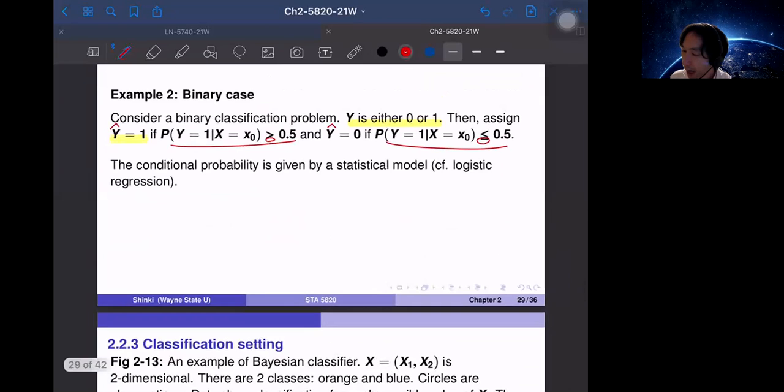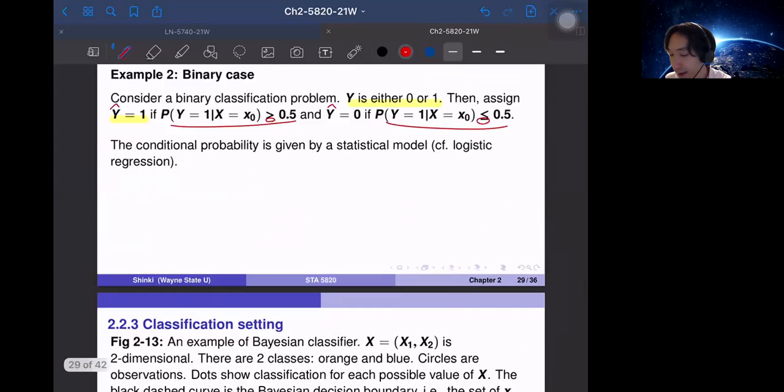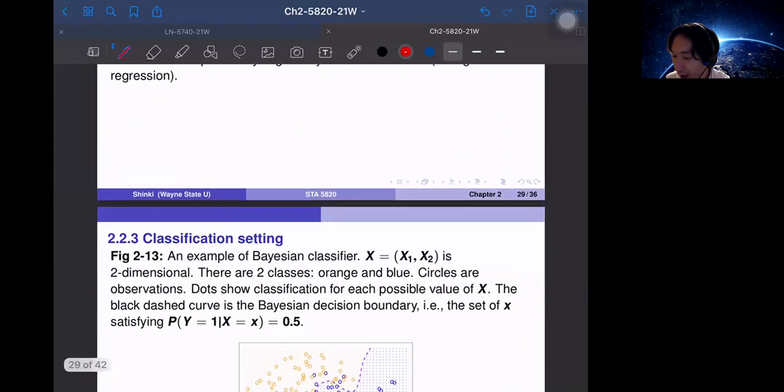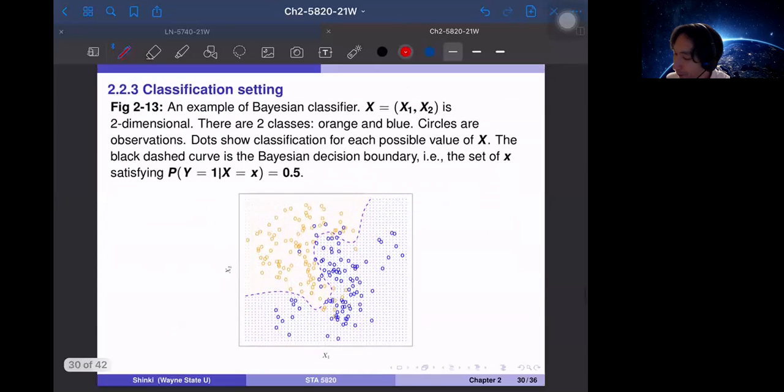And I don't explain how to predict this probability, but we studied logistic regression last semester in 5030. So if you have taken it, one example is logistic regression. But we can discuss this in chapter 4. We will discuss regression in chapter 3 and classification in chapter 4. Any questions?